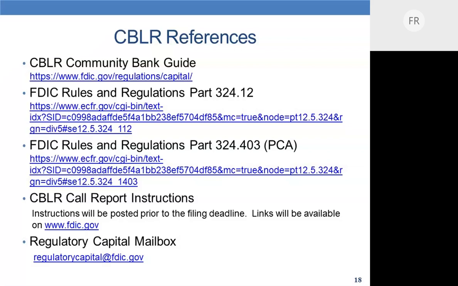There's a question, does the opt-in or opt-out decision need to be in our policy? There's no requirement for that. The bank's policy or strategic plan can reference it, but there's no requirement that you elect so in the policy.